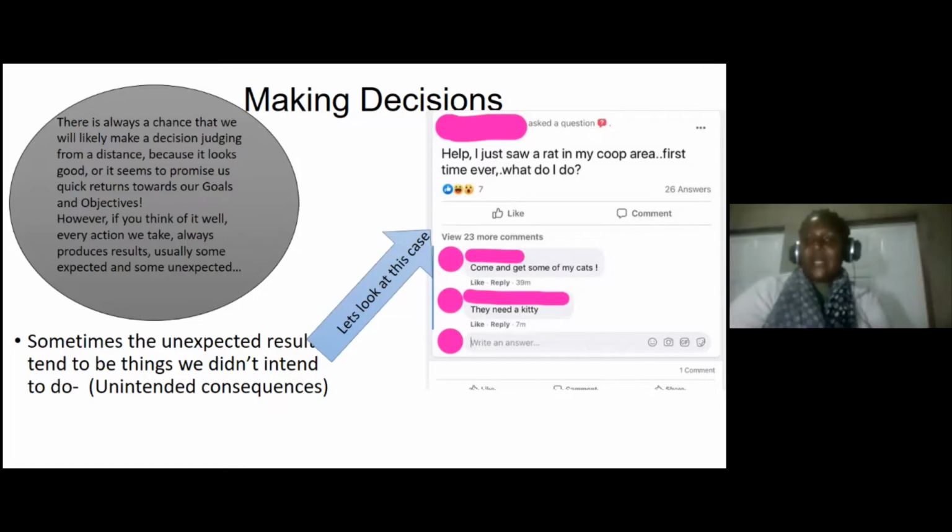So what do you think about these responses? Here is a problem. We've seen a rat in the coop area. We don't like rats with our chickens. But there are people here offering help. Come get my cats. Oh no, they need a kitty. So what do you guys think? Generosity. Understanding the problem. Okay.